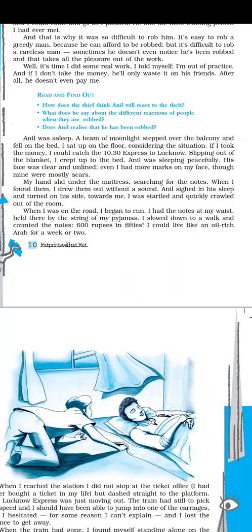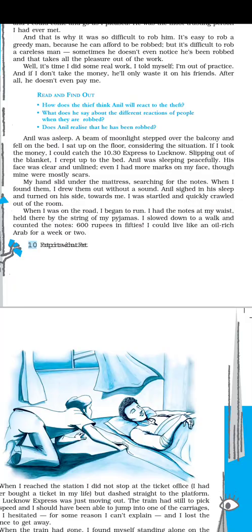I slowed down to a walk and counted the notes. 600 rupees in 50s. Then he slowed down his speed and counted the notes. 600 rupees in 50s. So means 50 rupees notes, okay, and total 600 means 12. Okay, number 12. So 12 notes of 50 rupees.